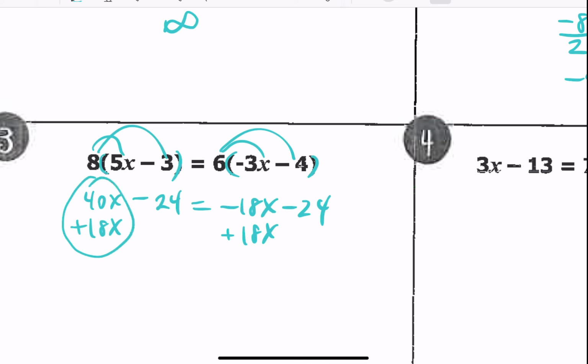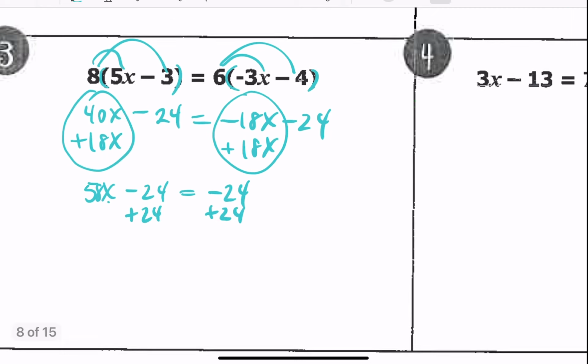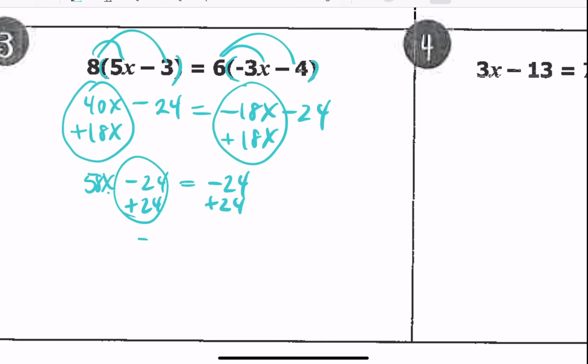Over here I get 58x minus 24 equals, this becomes 0, negative 24. So now I want to work with my x's. I'm going to add 24 to both sides. And when I do that, this becomes 0. I get 58x equals 0.